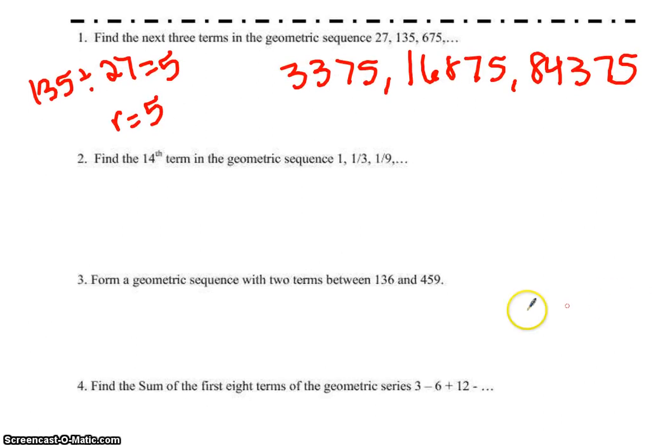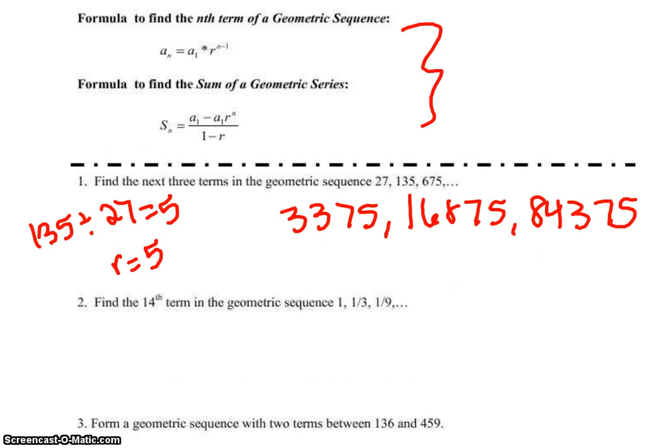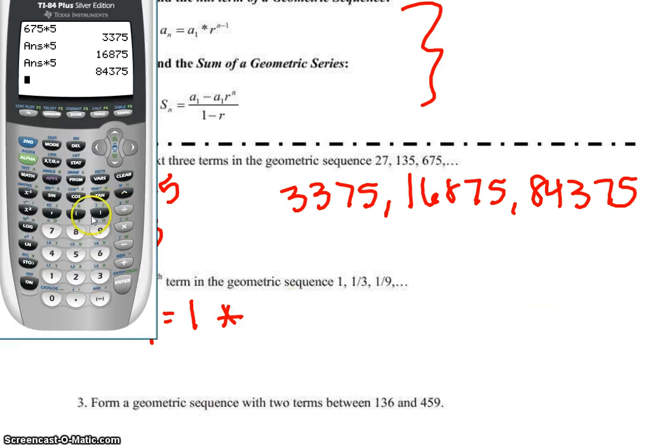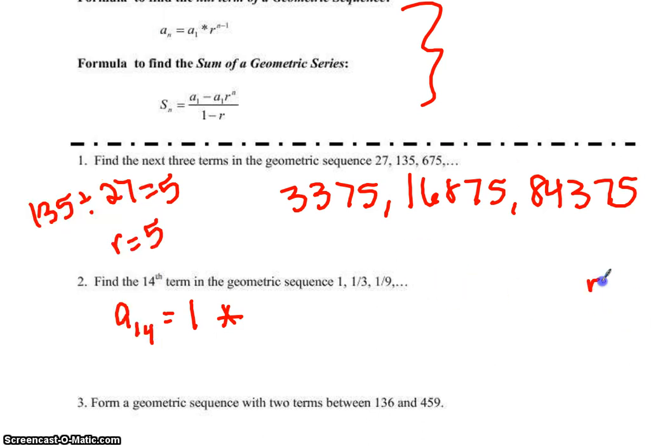All right, number 2, find the 14th term in the geometric sequence. Okay, so remember you have a formula right up here. So we're going to be saying a14 is equal to a1, which is 1, your first term, times r. You got to figure out what r is. So take your calculator and do 1/9 divided by 1/3. Make sure you use parentheses when you're talking about fractions. So open 1 divided by 9 close, divided by open 1 divided by 3, and you get 0.333. So let's do math, enter. And r is 1/3.